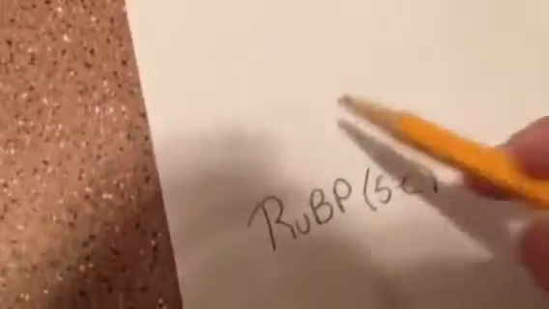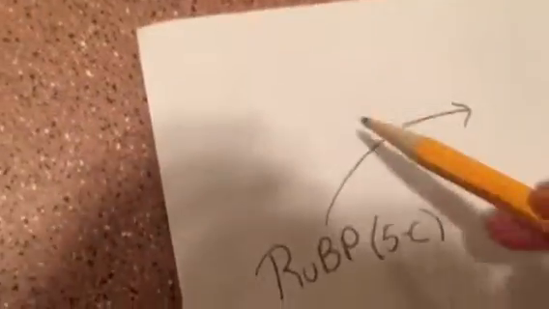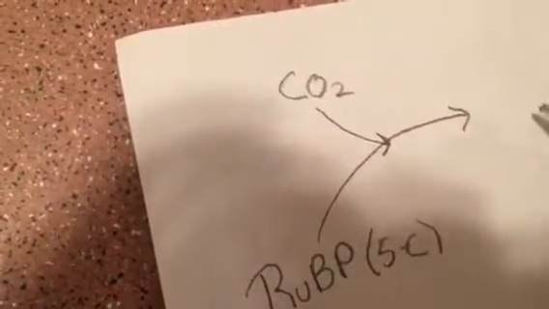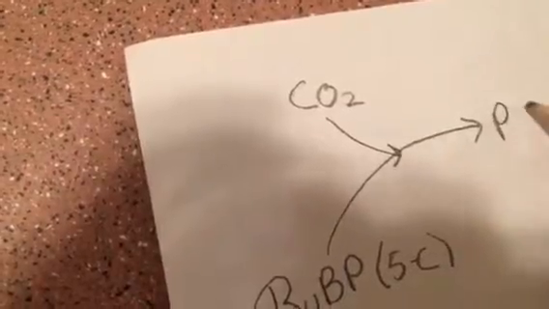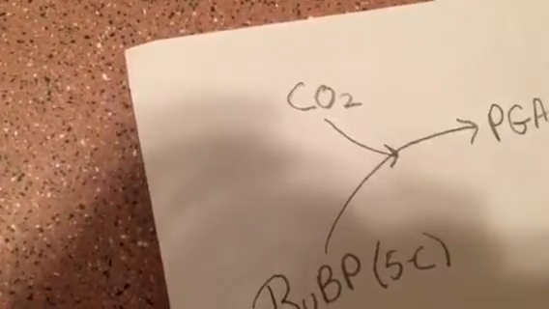The Calvin cycle happens in the stroma of the chloroplast, the liquid part of the chloroplast, and it's going to start with ribulose bisphosphate, which is a 5-carbon molecule that's hanging out in the cell. And that ribulose bisphosphate is going to react with carbon dioxide. There's where the carbon dioxide comes in. And that creates phosphoglycerate, which is a 3-carbon molecule.